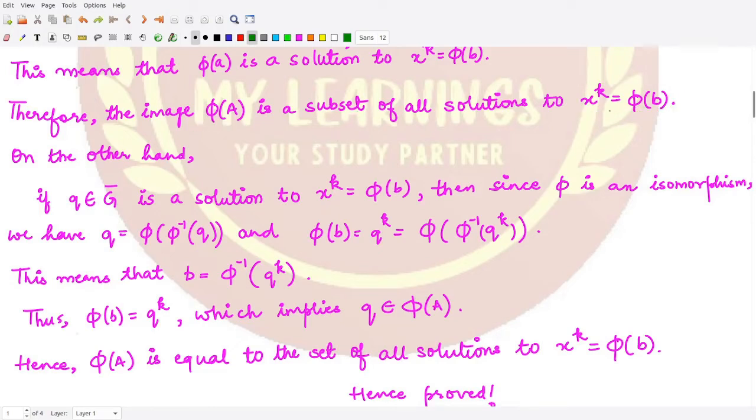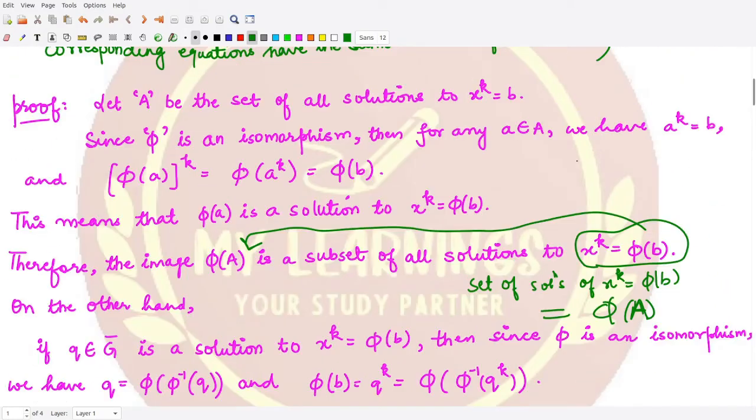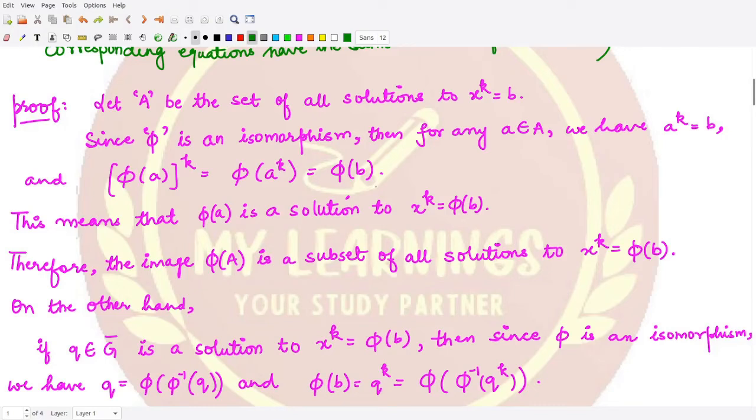Next, let us take one arbitrary solution of this equation, and if that solution is present in this particular set phi of A, then we would say that the set of solutions of the equation x raised to power k is equal to phi of b is nothing but phi of A only. What was this capital A? Capital A was the set of all the solutions to the equation x raised to power k is equal to b. So for that, we are taking one element from capital G bar.